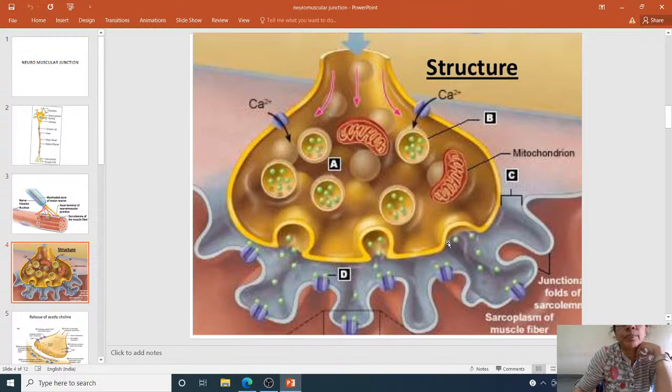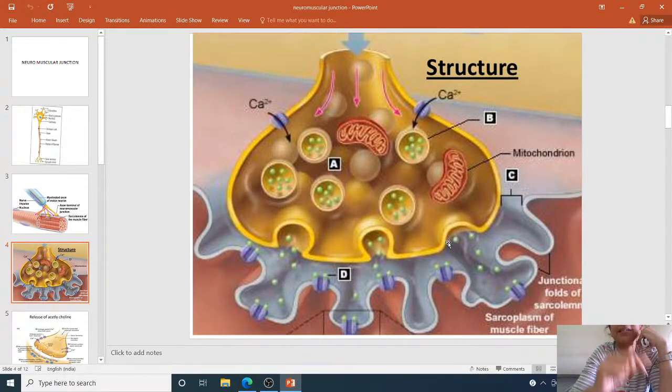Okay, now next slide. Most of this is only through slides, so you pay attention. Nothing is written here. You pay attention to the diagrams, so it will be easy for you. Now the blue arrow shows the nerve impulse coming from the neuron into the terminal button. The action potential has come from the nerve into the terminal button.